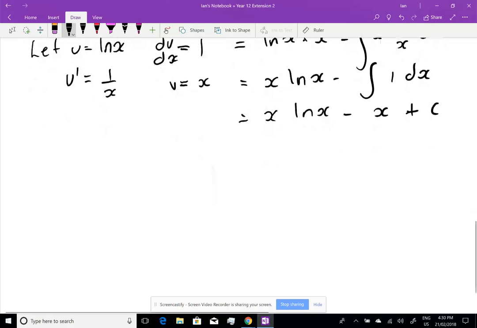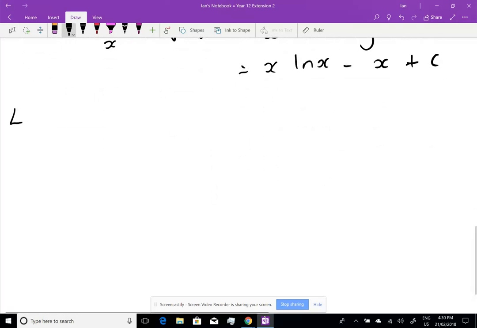All right, 4. Here we go. The integral of e to the x cos x dx.